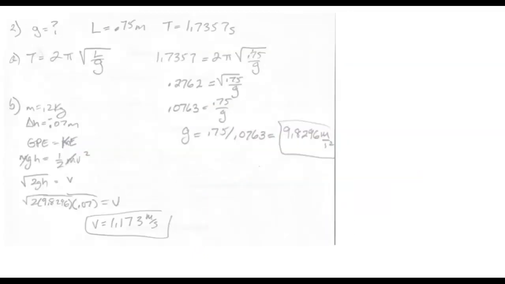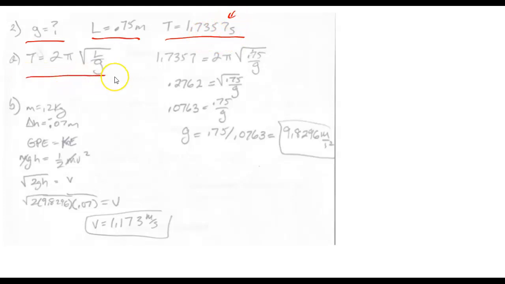For number 2, it's a pendulum situation. They want you to find the acceleration due to gravity, which is just little g. They want you to do that when the length of the pendulum was 0.75 meters or 75 centimeters, and they give you a very exact period value of 1.7357. So I kept all my values to 4 places past the decimal point.